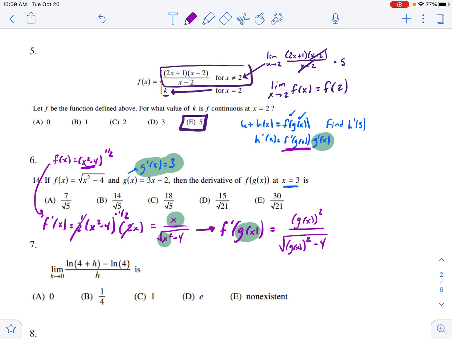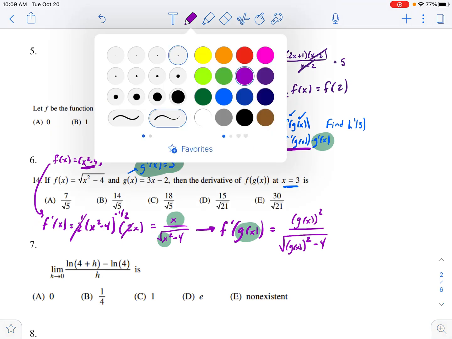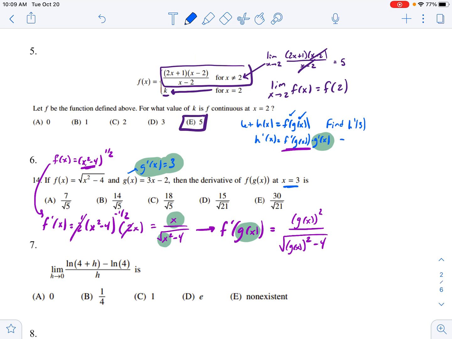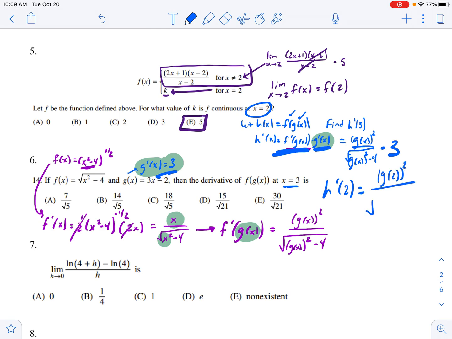Okay, but now I've got all this stuff, so let's put it all back together up here. h prime is going to be g of x over the square root of g of x squared minus 4, that's this, times g prime of x, which is just 3. And now I can evaluate this at x equals 2. So h prime of 2 is going to be g of 2 over the square root of g of 2 squared minus 4, times 3.